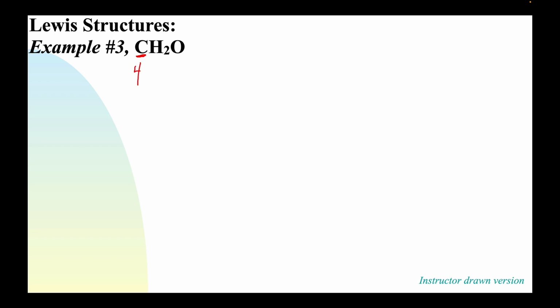Carbon is in group 4, so it has 4 valence electrons. Hydrogen is in group 1, and there's 2 of them. And oxygen, if you look on the periodic table, is in group 6. So the total valence electrons, 4 plus 2 plus 6, is 12 valence electrons. We'll divide that by 2 to find the pairs. There's going to be 6 pairs of electrons, all right?